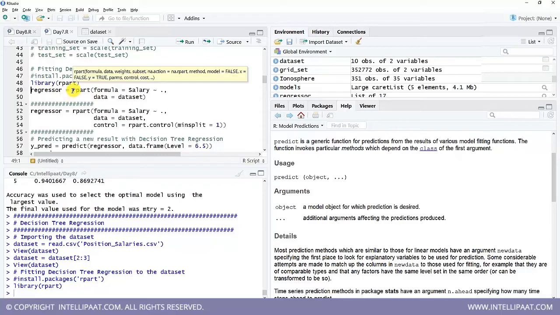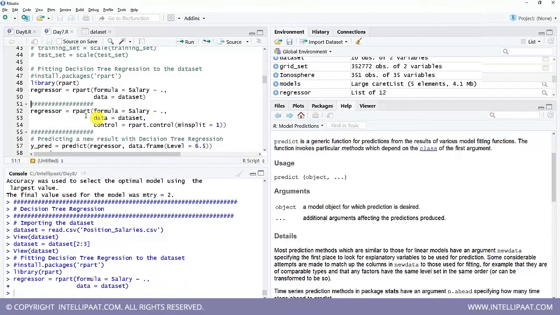How to arrive at the regressor: this is the model. I'm building the model. Formula is equal to salary as a function of the rest of all columns. What are the columns available? Only the level. This effectively means salary as a function of level. That's all it means. And data is data set. We execute this. Regressor.